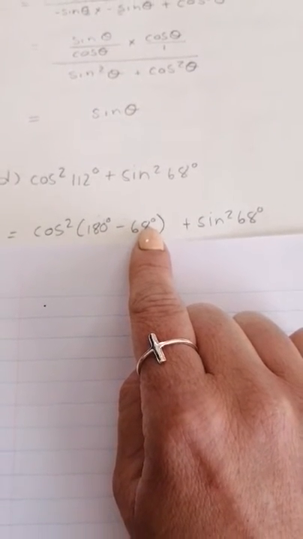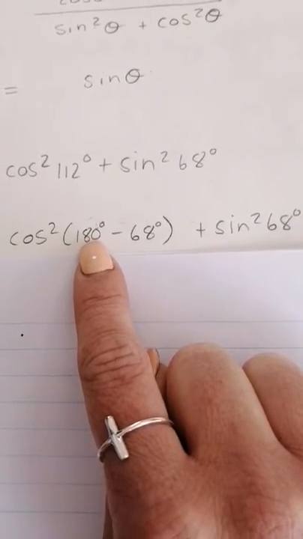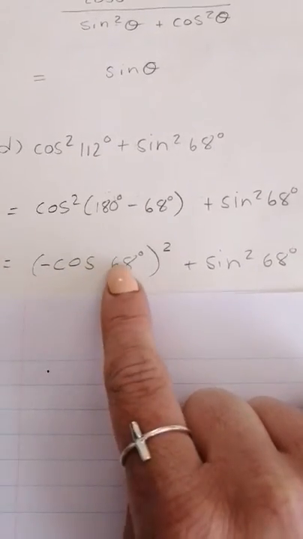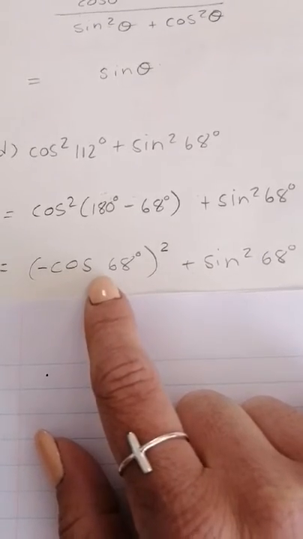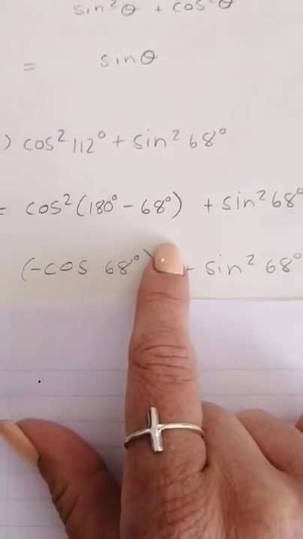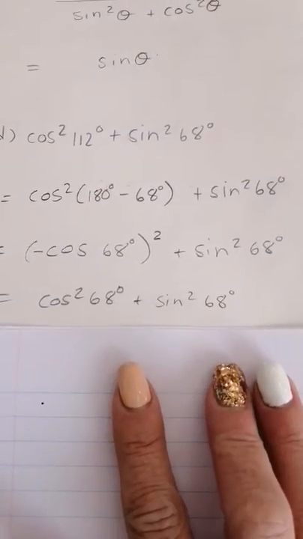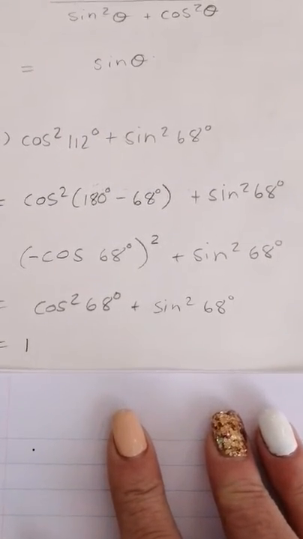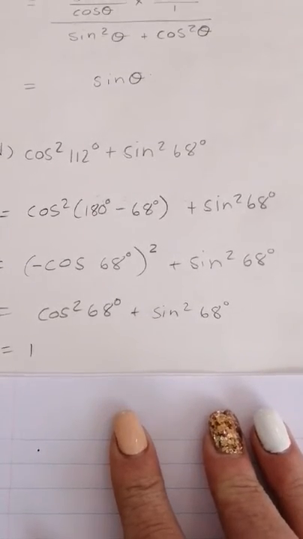Do you understand? Which means this is in the second quadrant. Right? So it becomes negative cos 68 squared. But look, I again showed you the method here. The quadrant makes it negative, but the square makes it positive again. And then I'm left with cos squared 68 plus sin squared 68, which is 1. Who got it right? Okay.